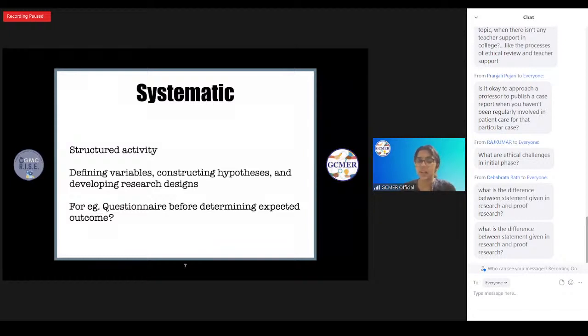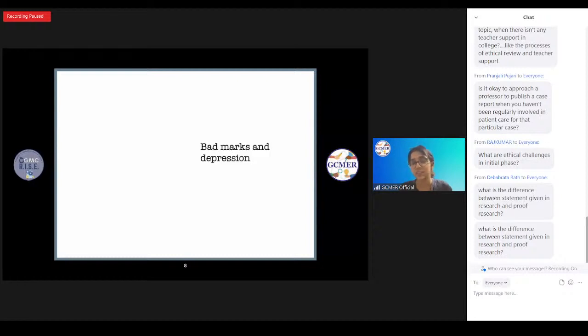For example, if you make a questionnaire before determining the expected outcome, then you have failed before you have started, because you might put out a questionnaire which fails to ask a few questions. And then in the end, when you're making the correlation between the results you found and the demographic data or anything like that, you will fail in achieving the result that you needed to achieve simply because you skipped a few steps and you were non-systematic. Which is why you need to ensure that you're systematic when you're doing research.